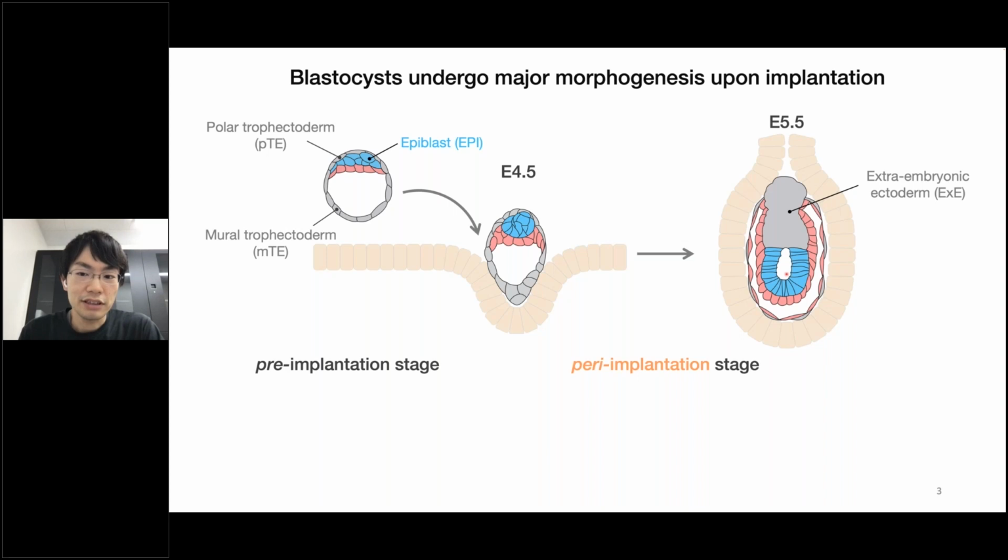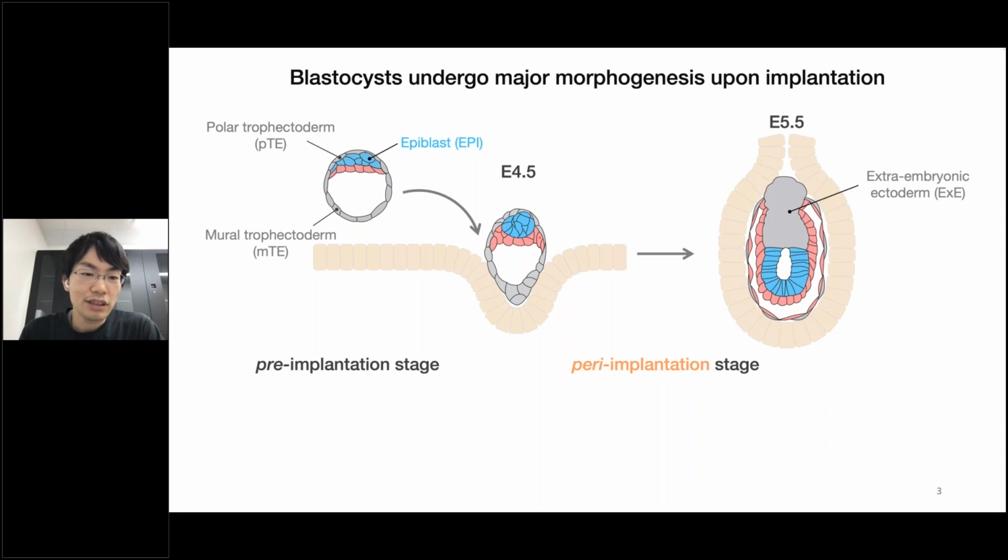During this morphogenesis, the mural side of the outer layer trophectoderm attaches to the uterine tissues, while the polar side of the trophectoderm develops into the extraembryonic ectoderm, EXE. Meanwhile, the neighboring epiblast tissues shown in blue here, which eventually gives rise to our body, develops into the radially aligned epithelial pattern out of cell aggregates.